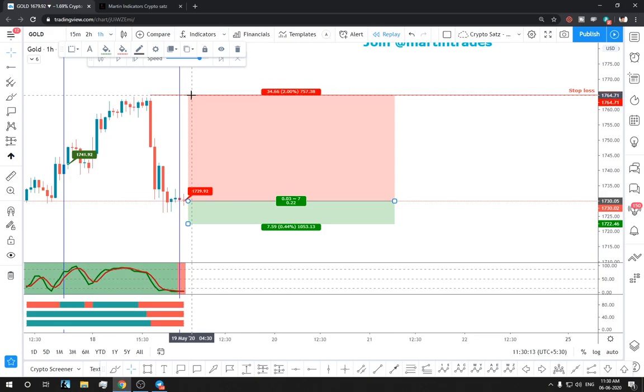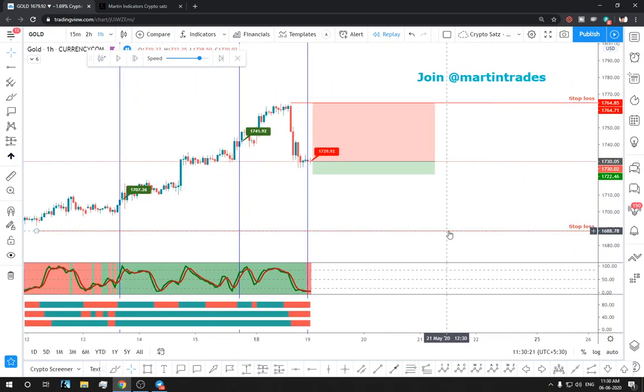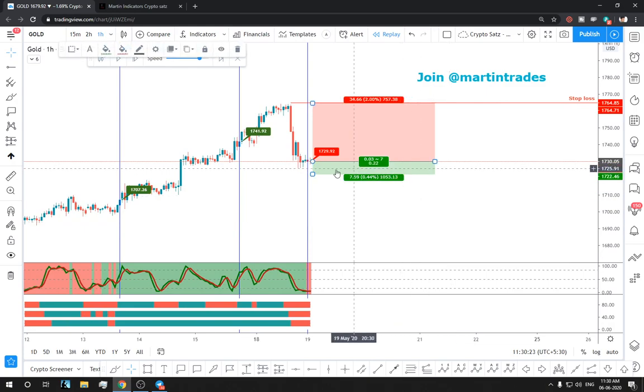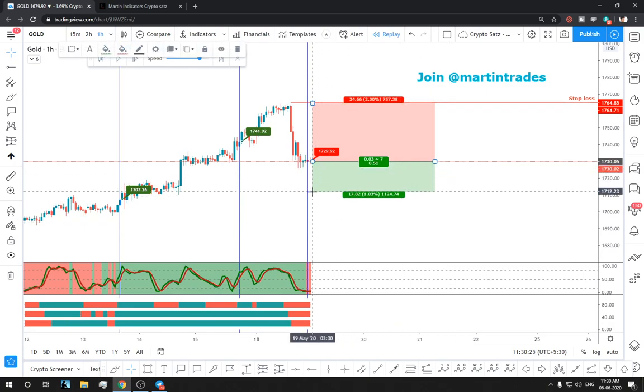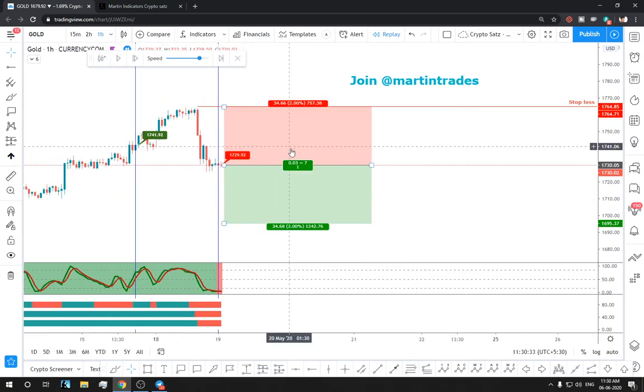Well, this was a very big trade. I mean, you have a stop loss of almost around $30, so you just manage your trades according to that. So we just take 2%. Okay, so let's see how reliable this thing is.